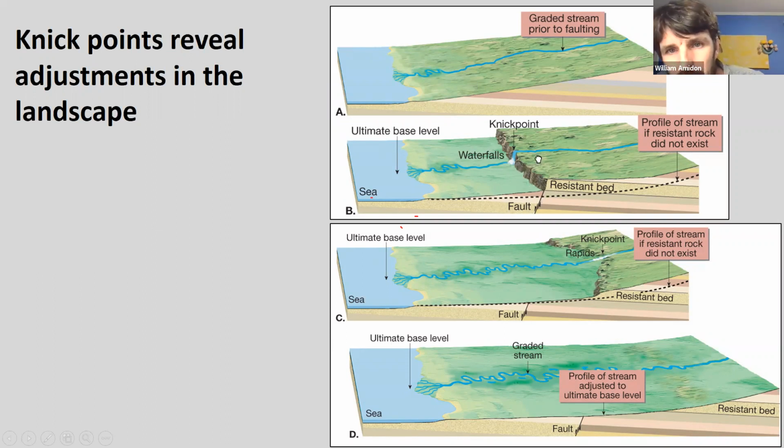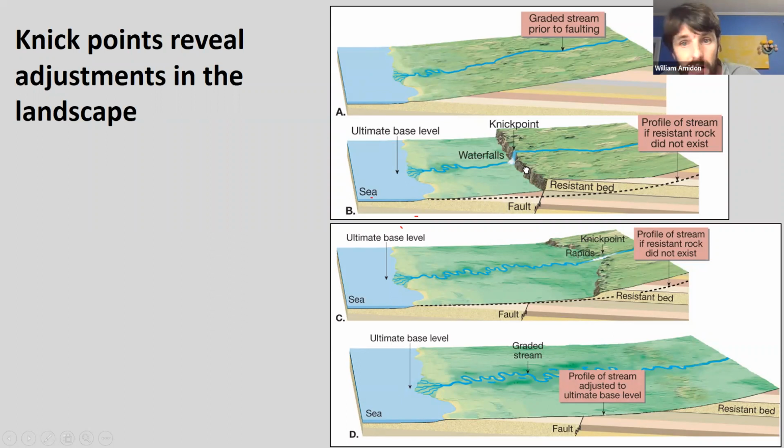So here's an example. We have a graded river. It's very smooth, running out to its base level at the ocean. Then in this example, we put in a fault. This is an extensional normal fault, so the left side has dropped down relative to the right side. We created this cliff as we dropped the left side down, and that cliff creates a waterfall, or what's called a knickpoint in river terminology.